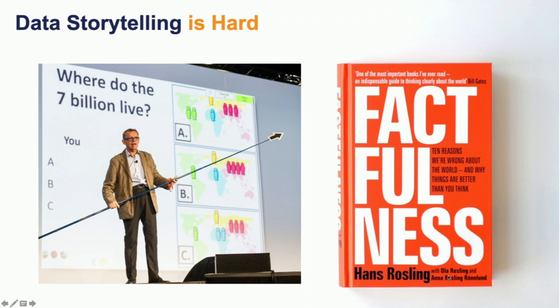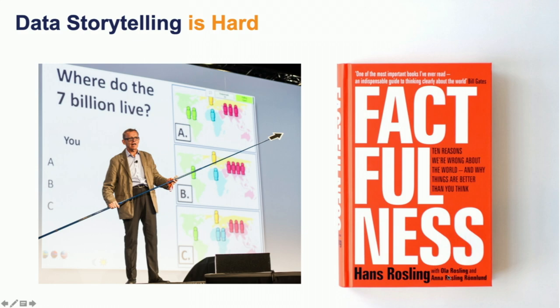But he also found, and he wrote this book, Factfulness, about how data storytelling is hard. So shortly before he died, he stopped going around telling stories, and with his son and his daughter-in-law, wrote this book. The book has two parts to it. One part is the basic story he tells about the world. You can learn that from the book. But the book also talks about why data storytelling is hard.